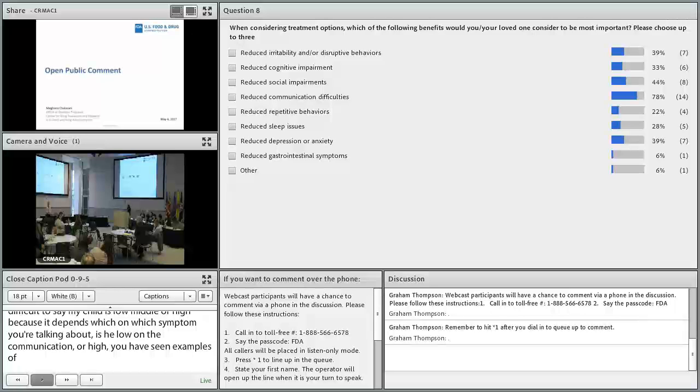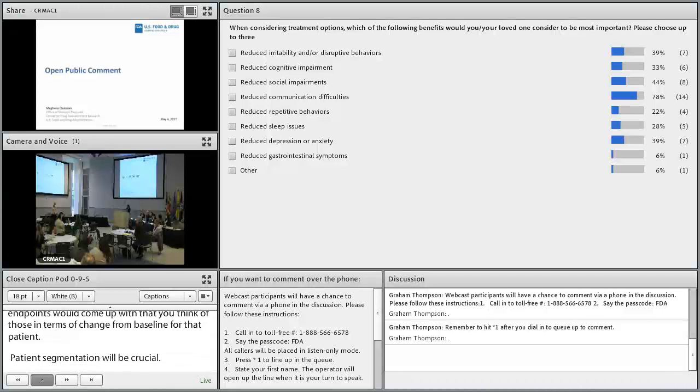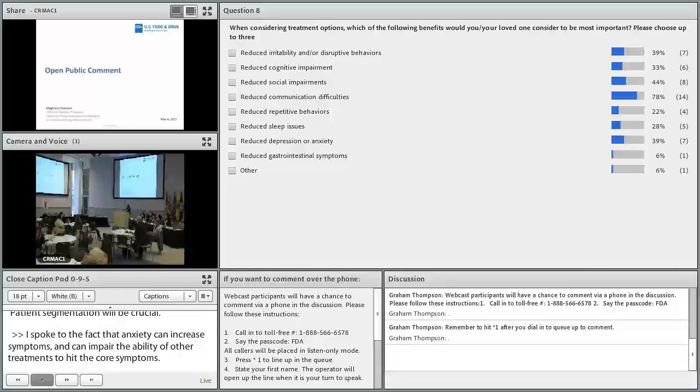So I think it would be wonderful to see whatever endpoints we come up with, that you think of those in terms of change from baseline for that patient. And patient segmentation is going to be absolutely crucial too for some of these endpoints. I already spoke to the fact that anxiety can increase symptoms, the core symptoms, and can impair the ability of other treatments to hit the core symptoms. While you may be high on the communication spectrum, if your anxiety declines, you might not see that change. But for my child, it's dramatic. If his anxiety is low, he's able to communicate. So those would be good endpoints as well.